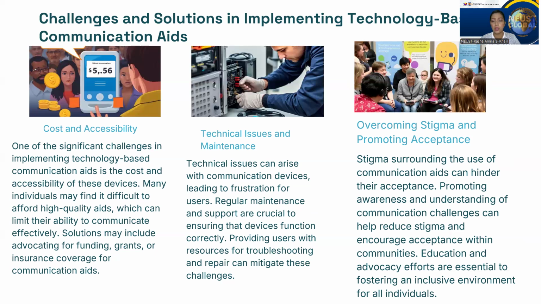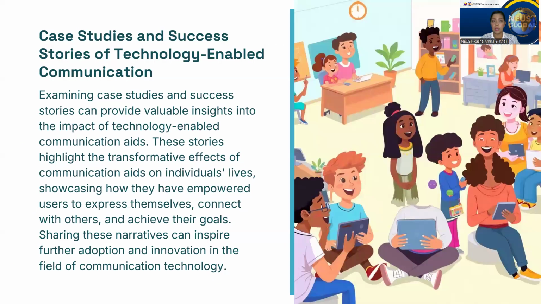Another one, overcoming stigma and promoting acceptance. Some individuals may resist using new technology due to a lack of familiarity or fear of dependence on the device. Overcoming this resistance involves emphasizing the device's role as an empowerment tool rather than a crutch. Encouraging gradual integration where users can start with basic functions and increase usage over time allows them to build confidence. Additionally, involving family, caregivers, and peers in the learning process can provide emotional support and encourage acceptance of the technology.